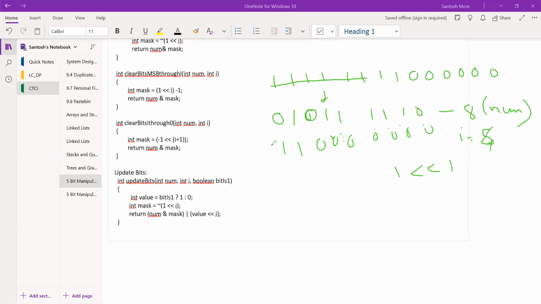0, 1, 2, 3. Okay, 4. 0, 1, 2, 3, 4, and then 4 plus 1 here is 5, right? So we are just clearing all of these bits up to this place, right? Clear bits 1 through 0.